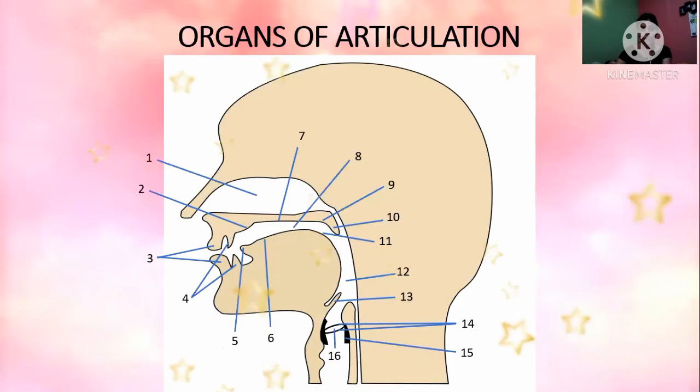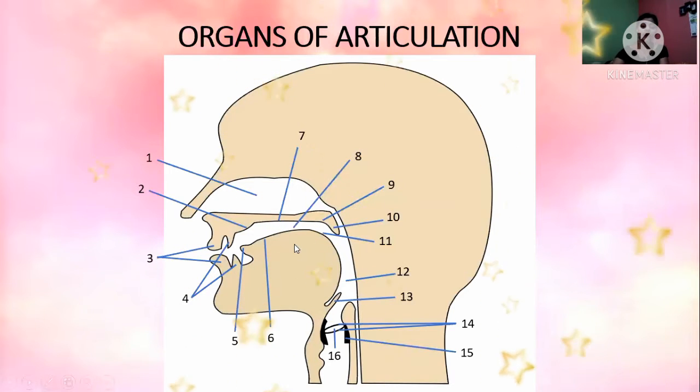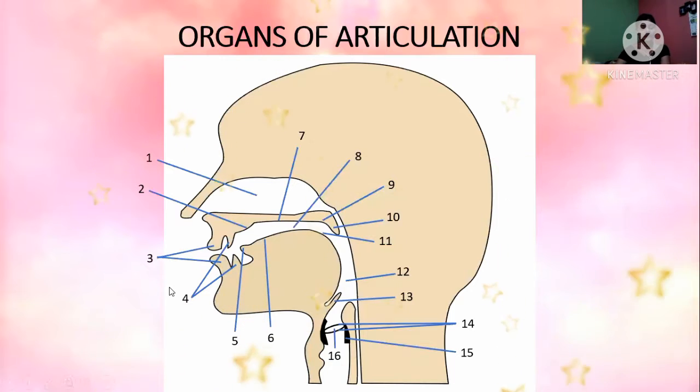And in number 4, we have the teeth. Depending on how the tongue hits the teeth, we can pronounce certain sounds. And I'm going to explain a little about the definition of the tongue because numbers 5, 6, and 11 are about the tongue.